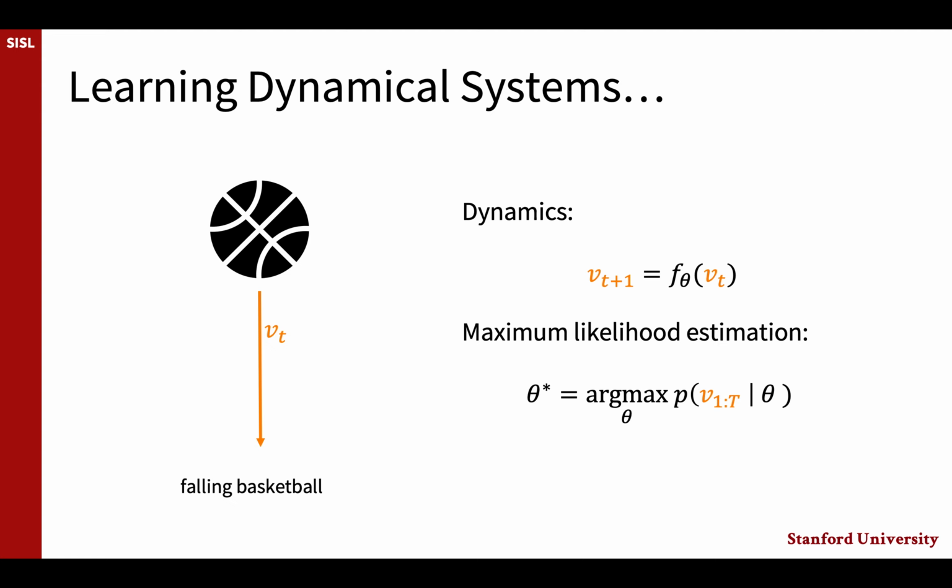So in learning a model of a dynamical system, imagine we're trying to learn the dynamics of this basketball over here. We would typically go out and collect a trajectory of how the states evolved over time. And what we would try to do is parameterize some model, f of theta, that predicted the next state given the current state. And then we would do maximum likelihood estimation. So we would try to find the choice of model parameters that maximize the likelihood of the trajectory that we saw.